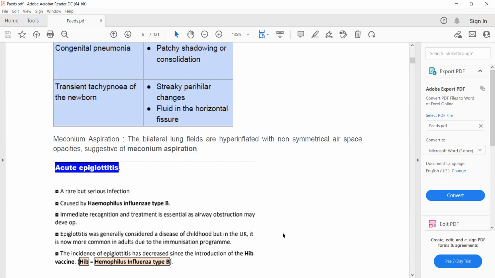Meconium aspiration. What are the X-ray findings of meconium aspiration? In meconium aspiration, the bilateral lung fields are hyperinflated with non-symmetrical airspace opacities. Non-symmetrical opacities and hyperinflated lungs, if they are present on a chest X-ray, are usually suggestive of meconium aspiration. So this was all about some conditions in newborn babies that can lead to respiratory distress or shortness of breath. I hope it's clear to everyone.